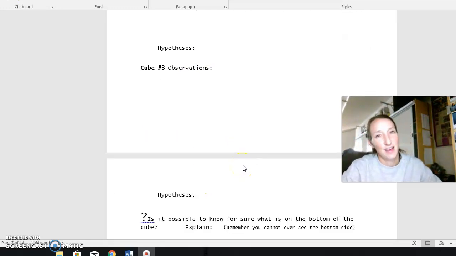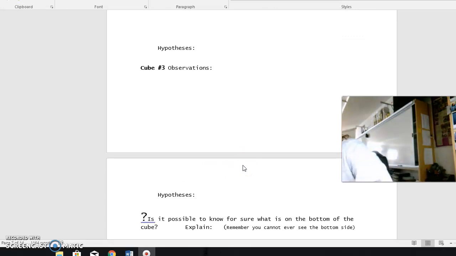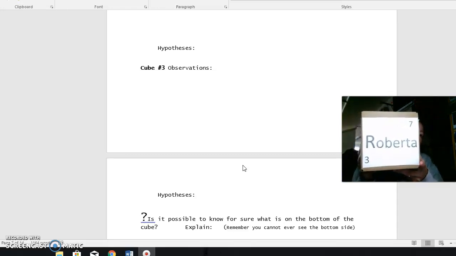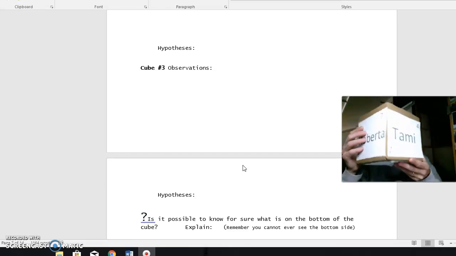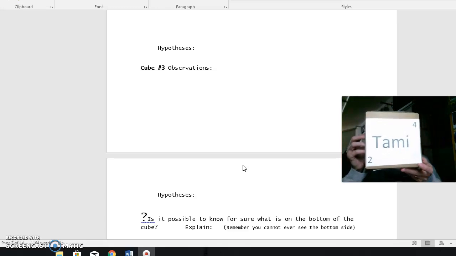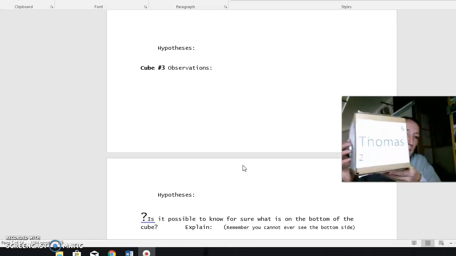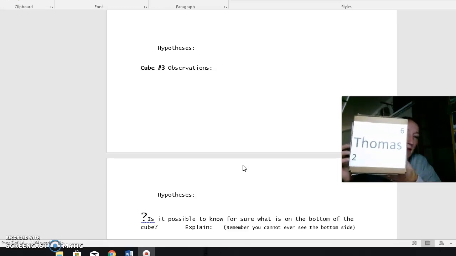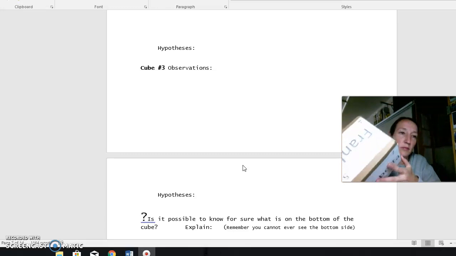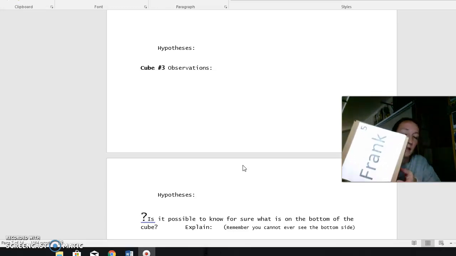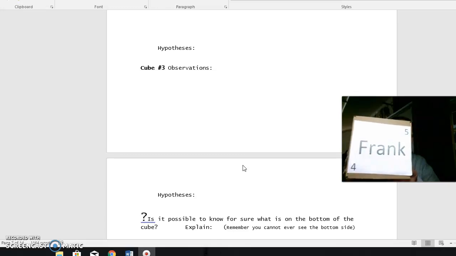Now the third cube gets a lot harder. So here's the third cube. Okay. On one side you have Roberta, and then a 7 and a 3. Tammy, a 4 and a 2. Rob, a 3 and a 3. Thomas, a 6 and a 2. Frank, a 4 and a 5.